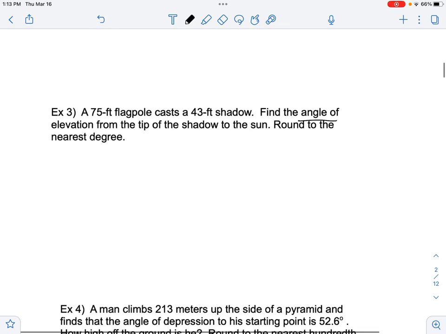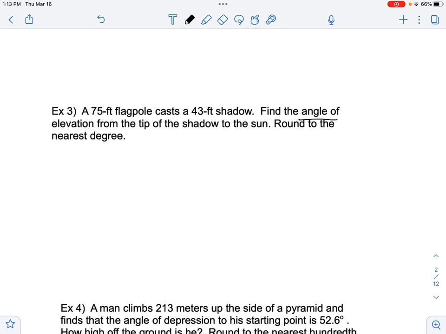So let's look at a couple examples where we apply some of those earlier skills, but where we have to draw our own picture. We're starting with a 75-foot flagpole. So if I draw a flagpole, there's my flag. I know that it is 75 feet tall, so I'll label that. It casts a shadow of 43 feet. Now, obviously, a shadow is on the ground, so I'm going to label my shadow on the ground. We want to find the angle of elevation.